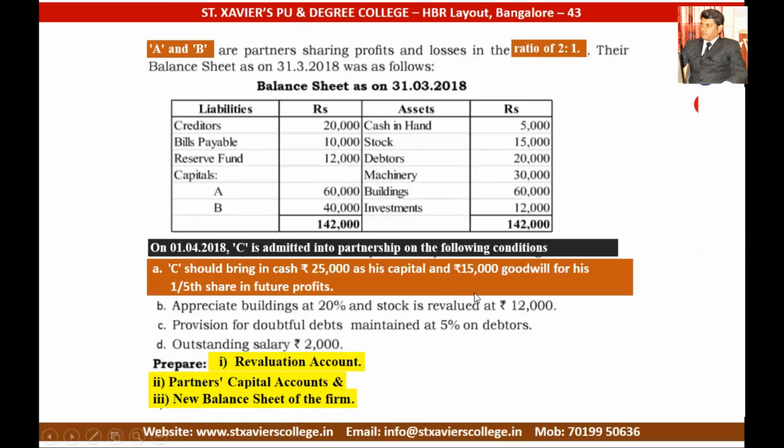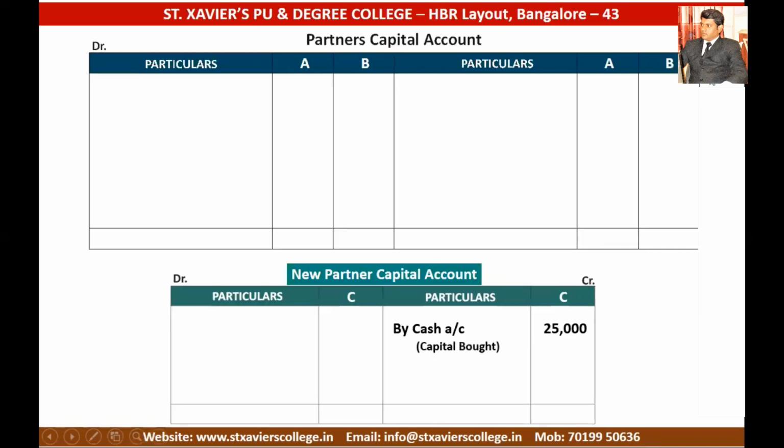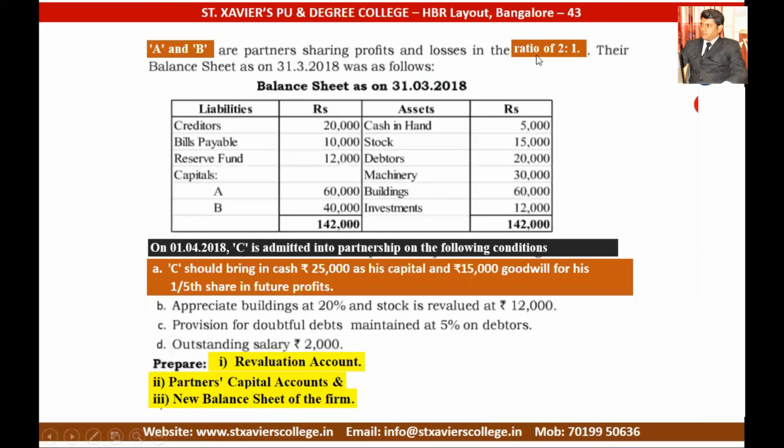At the same time, you can see that 15,000 goodwill has been brought by him. This goodwill, again, I should take to the partners' capital account, because I need to share the goodwill among all the old partners. So I need to mention by goodwill account. How much goodwill did he bring? 15,000. And we need to share that 15,000 in the ratio of 2:1.